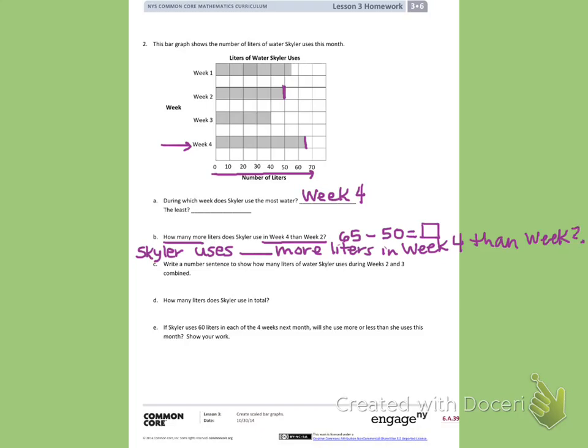Item C says, write a number sentence to show how many liters of water Skylar uses during weeks 2 and 3 combined. Well, let's go ahead and underline the important details. Write a number sentence. Weeks 2 and 3 combined. Well, if I look at week 2, I can see, again, that it goes to this line right here, which is 50. And I go to week 3, I can see it goes to this line right here, which is 40.